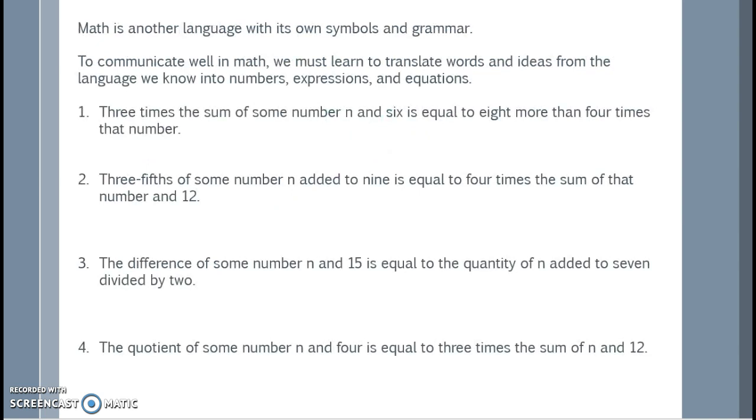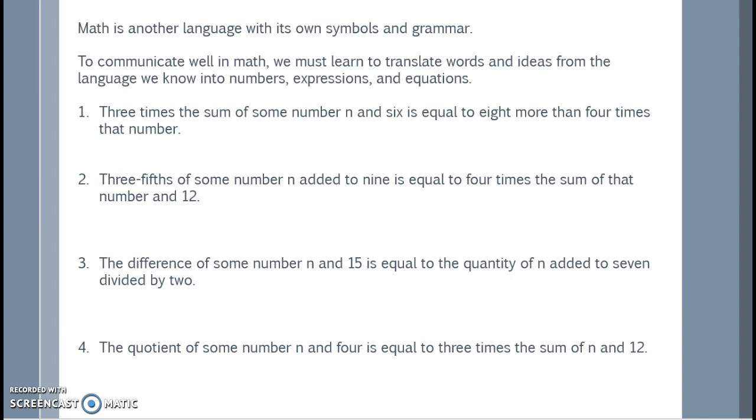Math is another language with its own symbols and grammar. To communicate well in math, we must learn to translate words and ideas from the language we know into numbers, expressions, and equations. We're going to translate the following. 3 times the sum of a number n and 6 is equal to 8 more than 4 times that number.